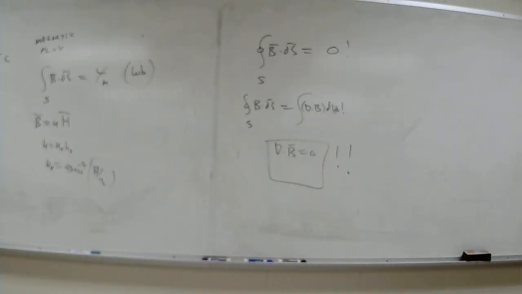Divergence of D, or B, is 0. Anybody? I didn't use divergence physics. What it really means is there's technically no magnetic monopoles. You can't find just plus magnetic charge and negative.